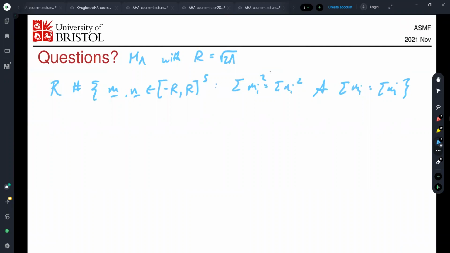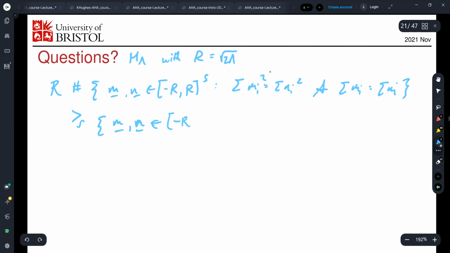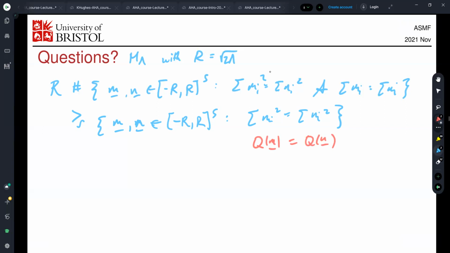Yeah, this also is a bound for the number of points where you drop the linear condition. Or in other words, for us, when q of m is equal to q of n. Oh, and that's a cardinality.